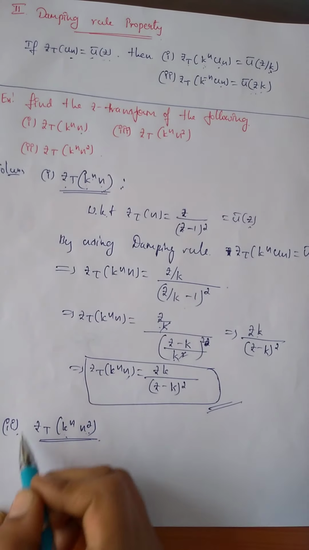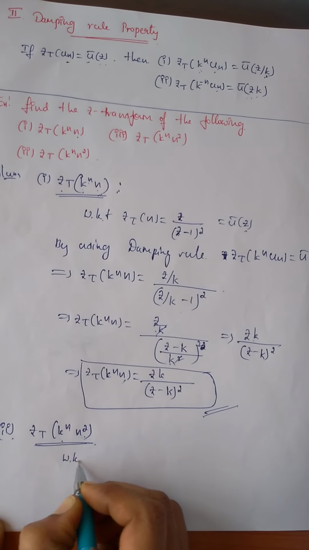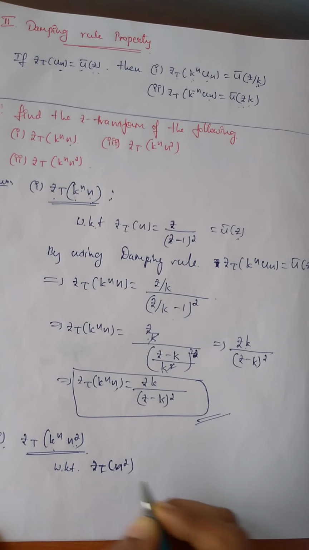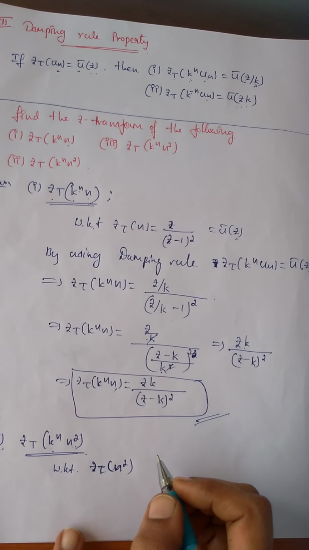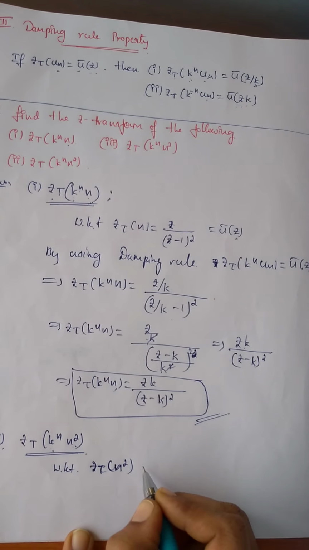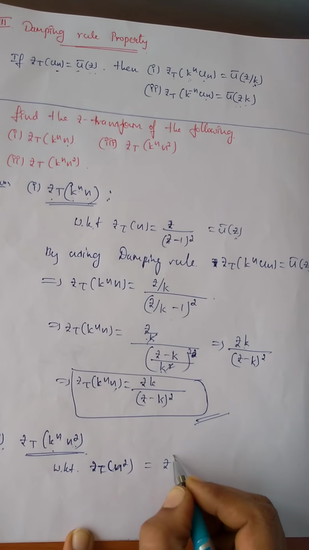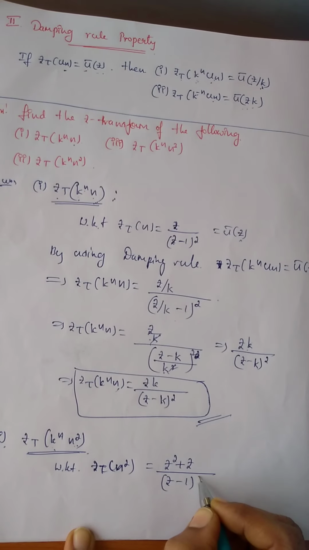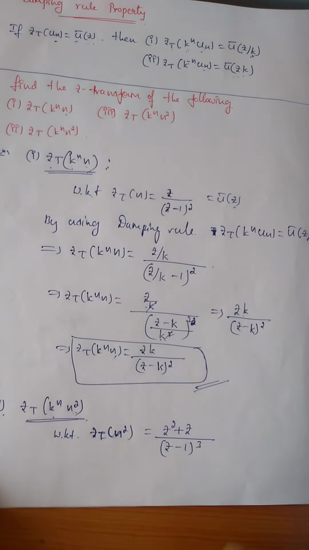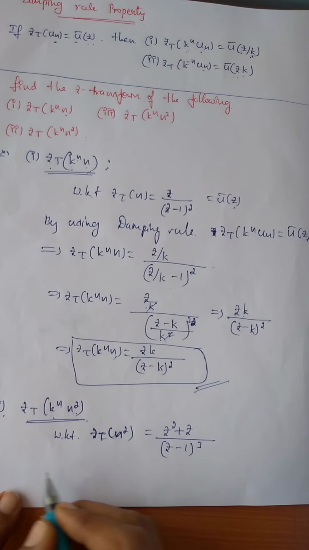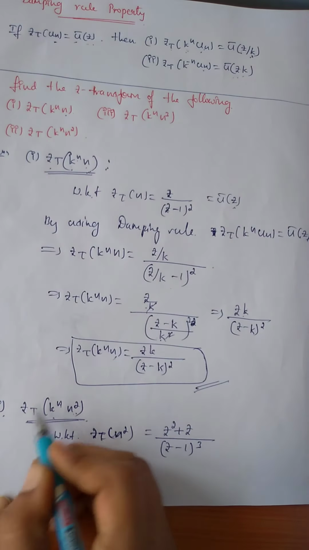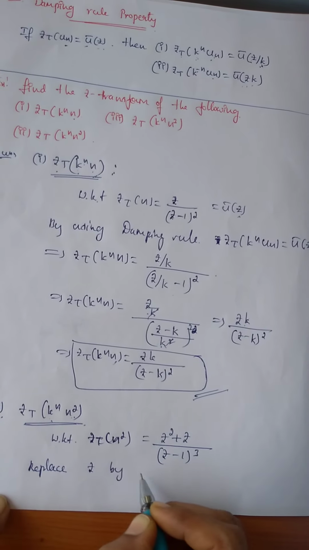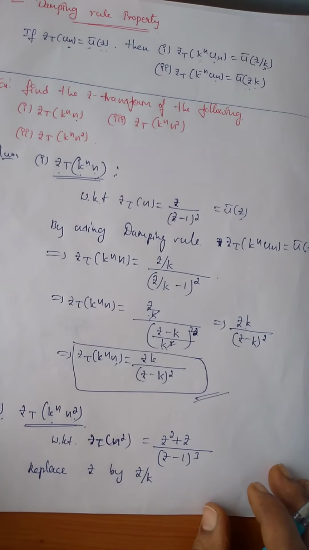Okay, before finding the Z transform of this given problem, first we have to take Z transform of n square. From the previous video I already explained Z transform of n square. The formula is z square plus z by z minus 1 whole cube. Okay. Next, by using the property, for finding the transform of this one, just replace z by z divided by k term.